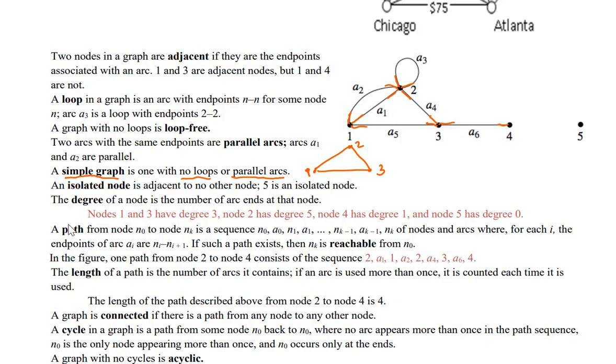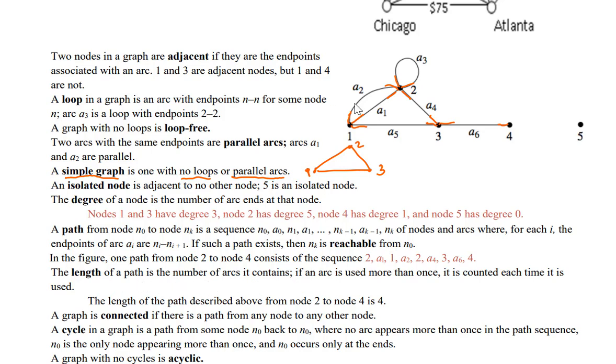A path is like a sequence of node arcs, like how you go from 1 to 4. I could take this path: 1 to 2, 2 to 3, 3 to 4, and so on. That's what a path is. Here is an example of a path. The length of a path is the number of arcs.